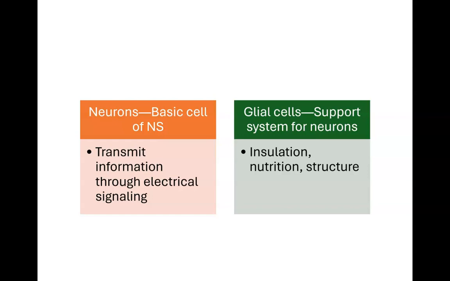We'll then talk about the glial cells as well. So glial cells, interestingly enough, you actually have more glial cells than you do neurons. You have about 10 times as many glial cells as you do neurons, despite the fact that we call this the nervous system. They are there to provide support for neurons. We'll talk a little bit more about them later, but their primary functions involve insulating neurons and potentially protecting them from damage, providing nutrition to neurons, and also providing them with structure.